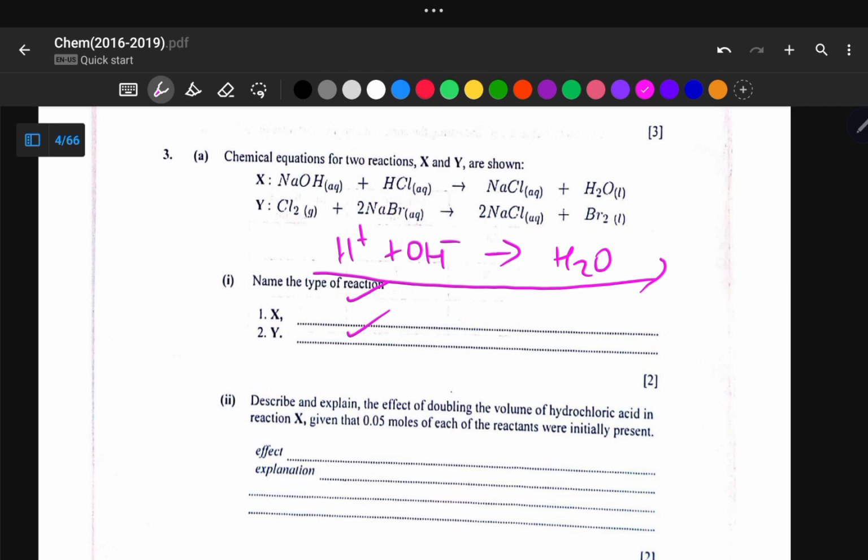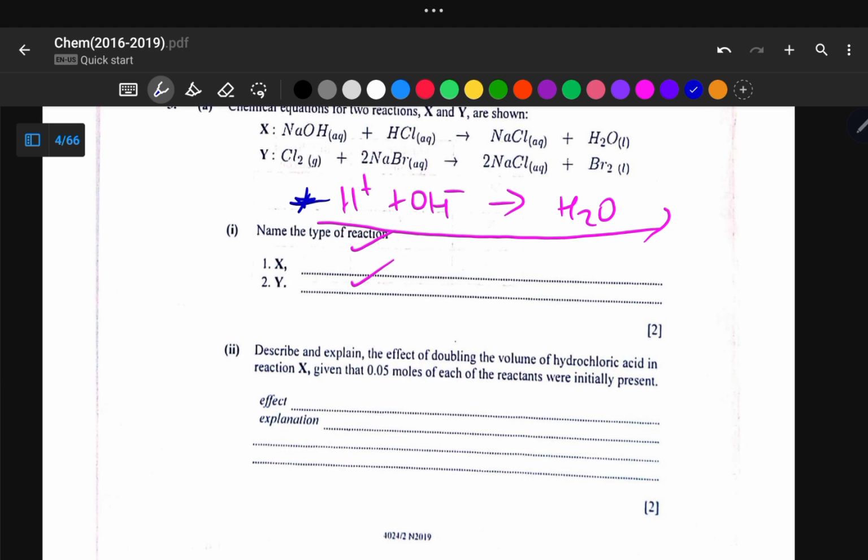So nowadays in exams you can be asked that an organic acid X reacts with the sodium hydroxide, write the ionic equation for the reaction. So you should know that this is the main ionic equation for the neutralization reaction, right? So the effect of doubling the hydrochloric acid, we've got excess hydrochloric acid which remains unreacted, right?